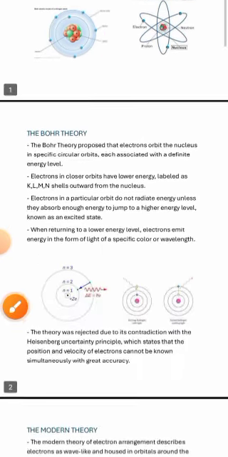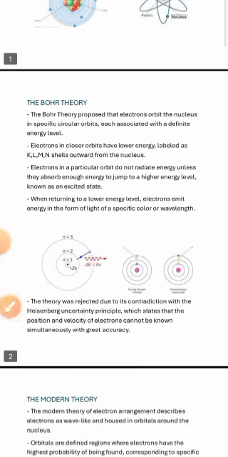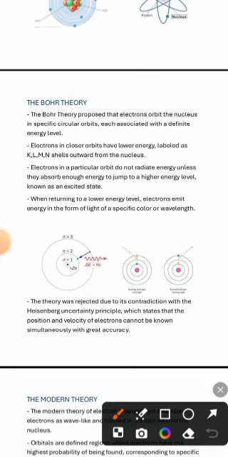Now look at Bohr's theory. We know there were several theories proposed by scientists in time past, but this Bohr theory was outstanding. It stood out from the rest of them. It produced a clearer view of the atom. So now I want to look at what he proposed, what he said.